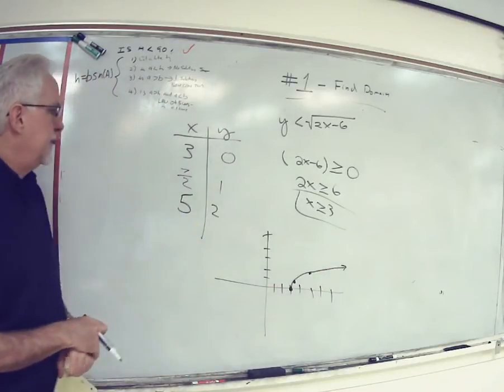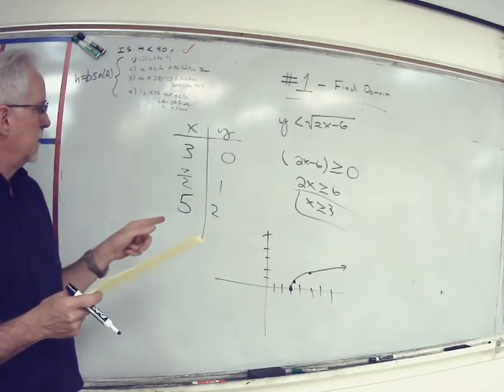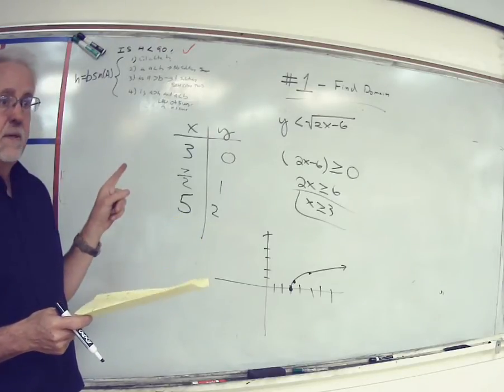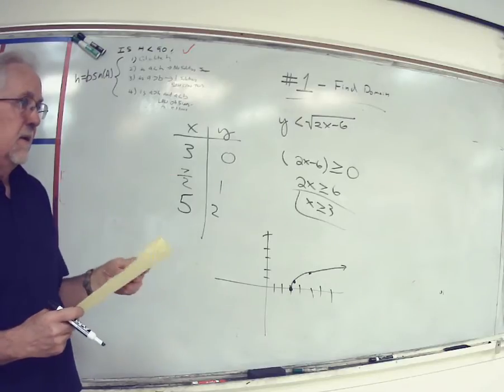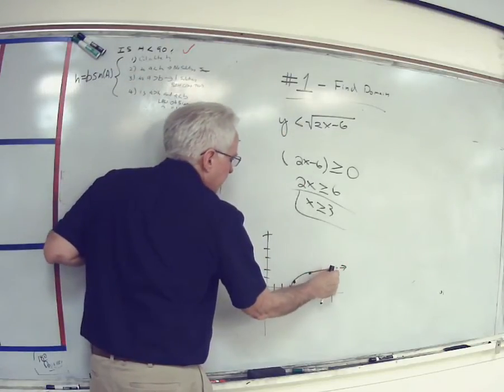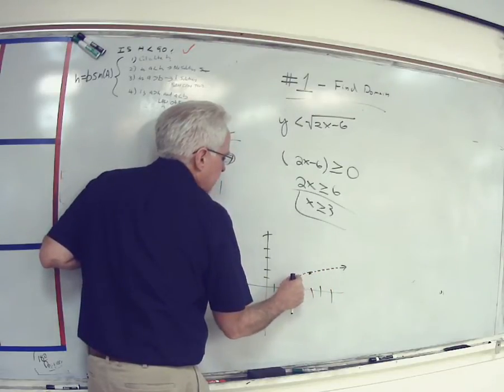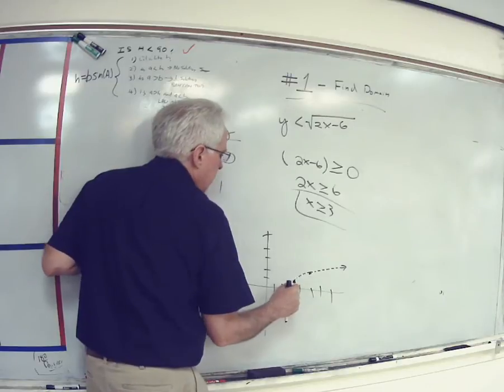Now, am I done? No. Okay. First of all, tell me one mistake I've already made. Yes. It's a solid line. It should be a dotted line because it's less than that, right? Well, it should be a dotted curve, right? Because it's less than that. If it was less than or equal to, it would be solid.